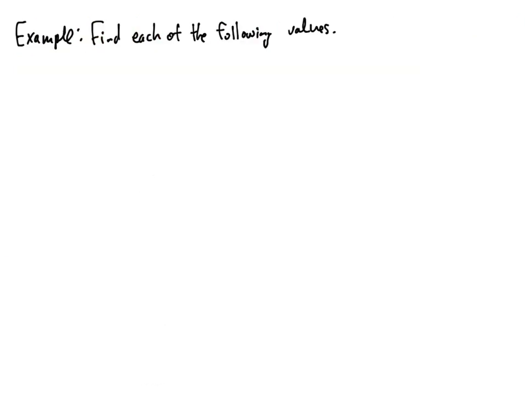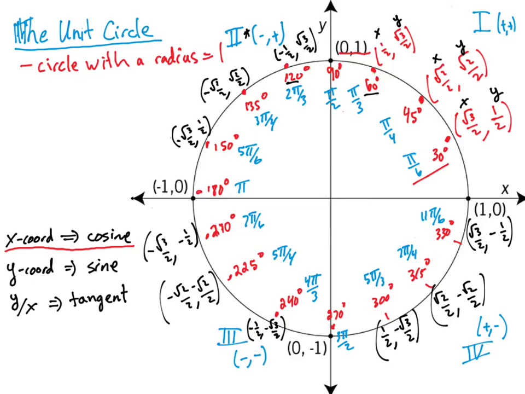So find each of the following values. The first one is sine of 60 degrees. Remember, 60 degrees is an angle, because angles go into trig functions. What this is saying is, at the angle 60 degrees, what is the sine value? Well, let's go to 60 degrees.